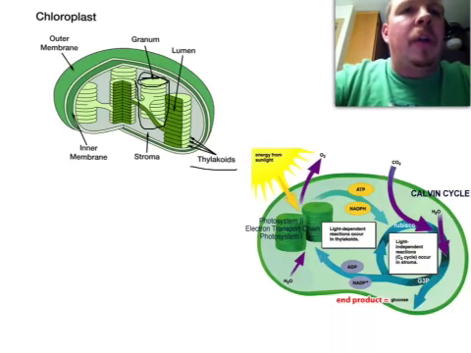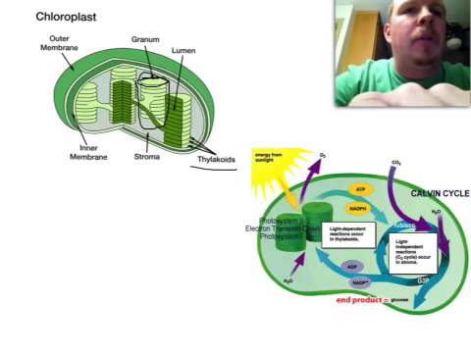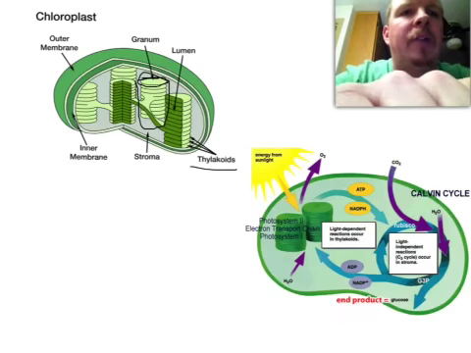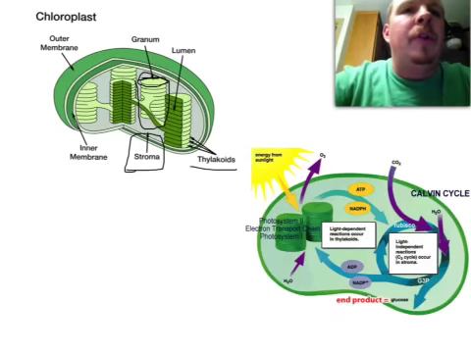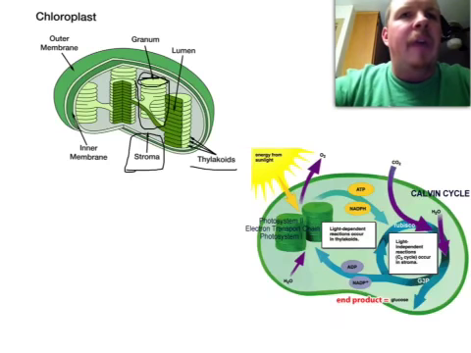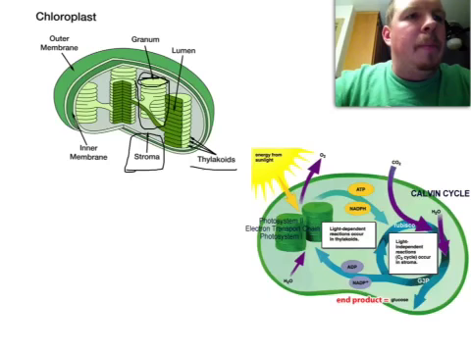Inside each of the thylakoids, the space inside the thylakoid is called a lumen. And so the first part of photosynthesis happens in the lumen, and the second part happens in the space outside the lumen, but still inside the chloroplast, and that is called the stroma. So the stroma is the space outside of the thylakoids but inside the chloroplast, and that's where the second half of photosynthesis happens.